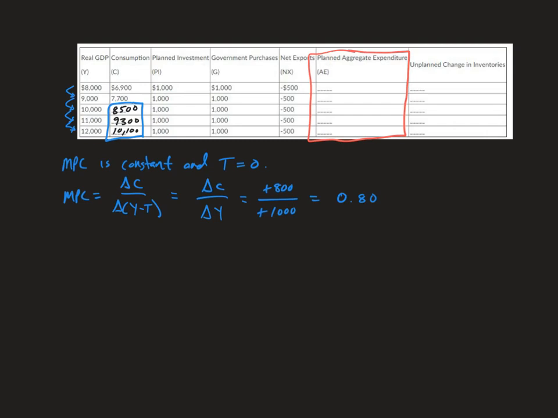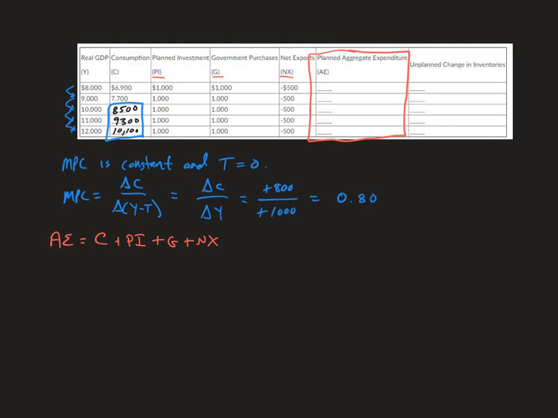And remember, my planned aggregate expenditure is always going to equal consumption plus planned investment plus government purchases plus net exports. So we're just adding across here. Notice that planned investment, government purchases, and net exports are all constant throughout, and in fact, it's equal to 1,500. So what we're really going to do is take consumption and add 1,500 to it.